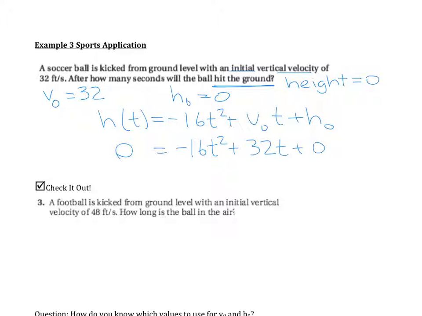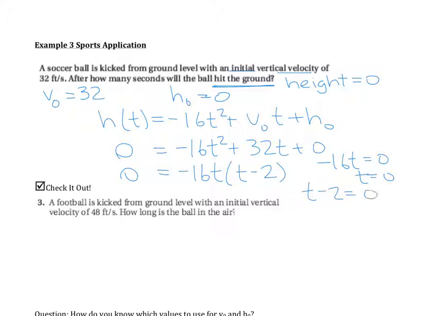So we have, going to factor out a -16t, set each of those equal to 0. So you get t equals 0, which is our initial time, and you get t equals 2. So it would be 2 seconds, since our units are feet per second.